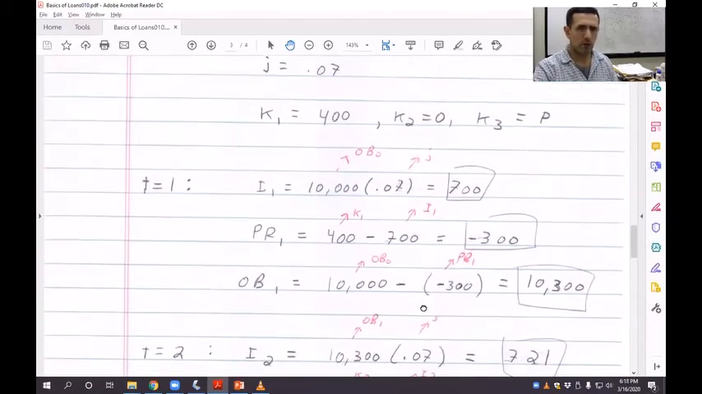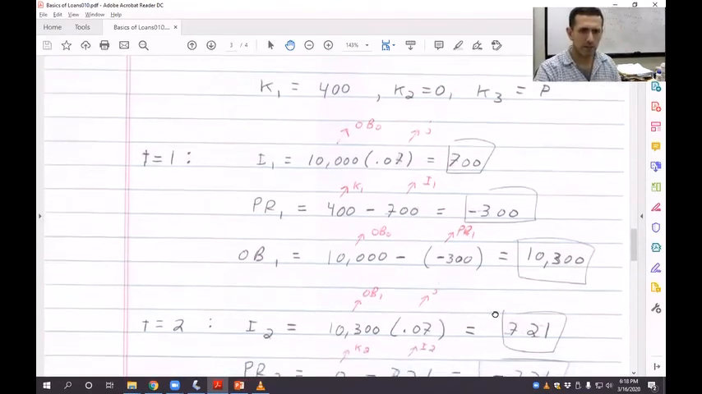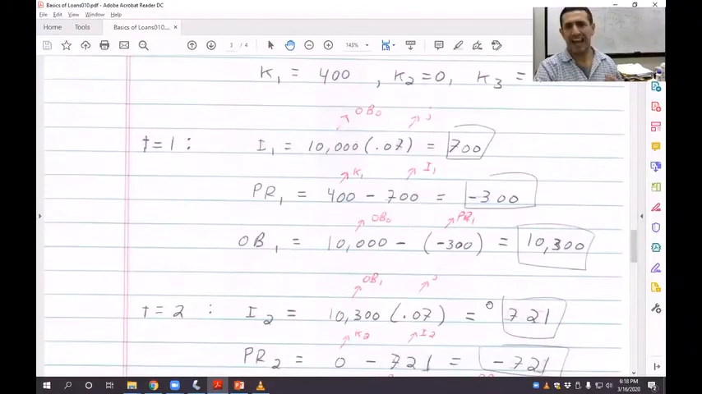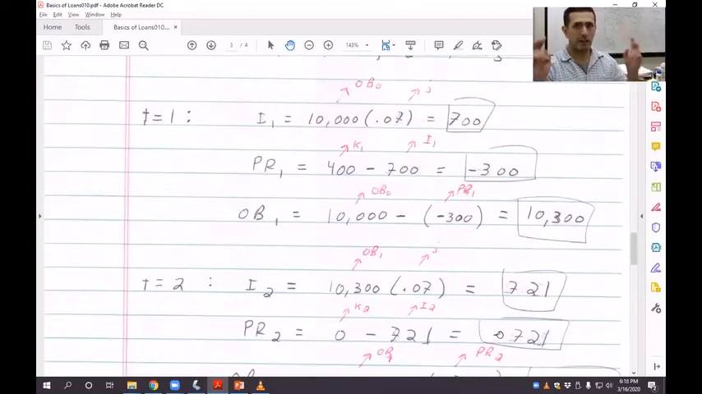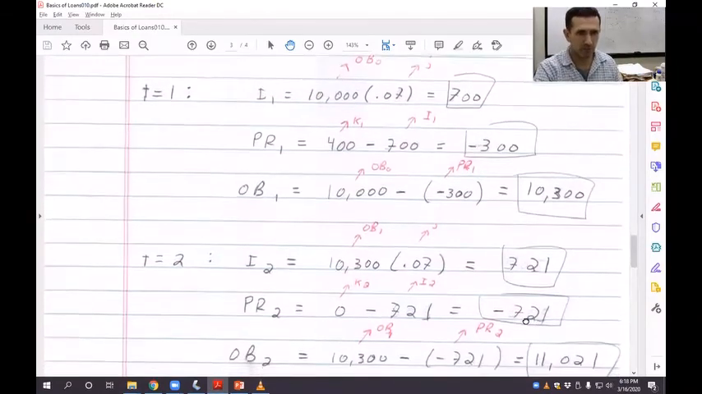So what's the interest you have to pay in the second year? Well, 10,300 is how much the loan is worth, that's how much you owe at the end of the first year. That accrues 1 year of interest at 7%, and that's $721. So PR2, you're not paying anything in the second year at the end of the second year, and you still have to pay $721 in interest. So you're paying negative $721 towards your principal. You're tacking on $721 to your principal. Again, that's reflected in the formula because we have a minus minus, which makes it plus. 10,300 plus 721 is $11,021.